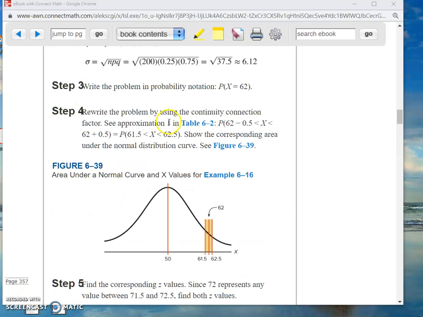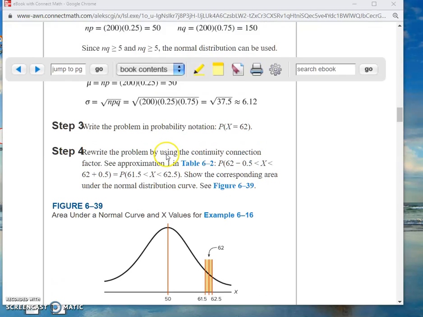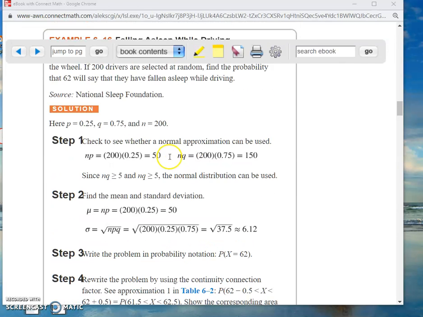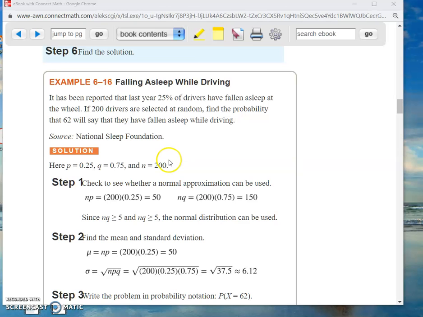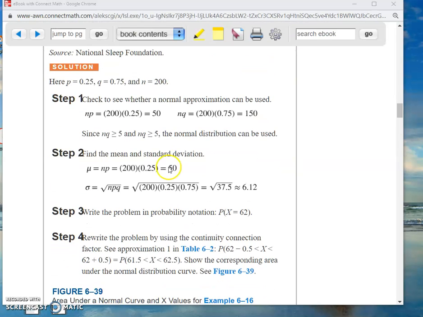So the next step, write the problem in probability notation. We want to know the probability that X is equal to 62. Remember, X is the number of successes. A success here is falling asleep. Just like before, we would say a success is getting a tail, or a success is getting a head.